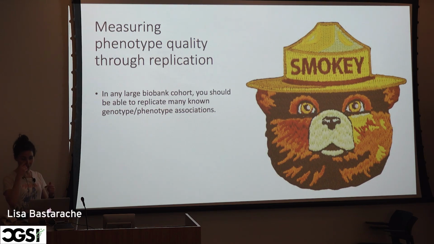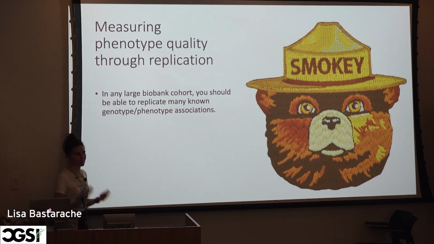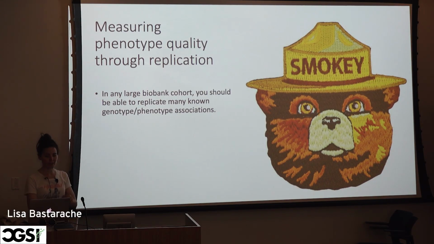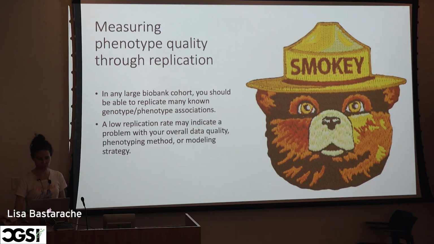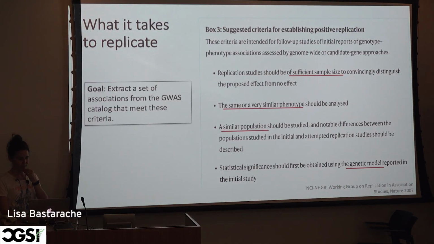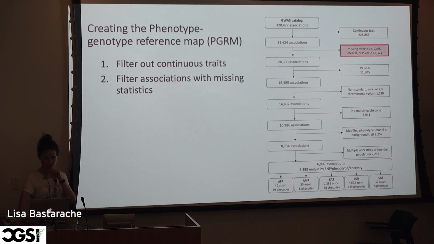There is this idea, though, of using replication as a proxy measure for data quality. In any large biobank, the thinking goes, you should be able to replicate many of the known genotype-phenotype associations that have already been published. And if you have a low replication rate, or you fail to replicate for a particular phenotype, that's kind of a red flag that you may have a problem with phenotype quality. I'm not going to go through this; this is an interesting paper talking about replication back at the dawn of GWAS.